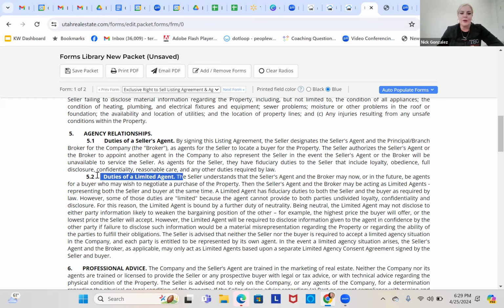If we get into a limited agency, this basically says that we are limited on what we can say or do because we would be representing both parties. I also tell them that if this were to happen, there is another agreement that we would have to go over and that they would have to sign. So they absolutely will know if this is happening.